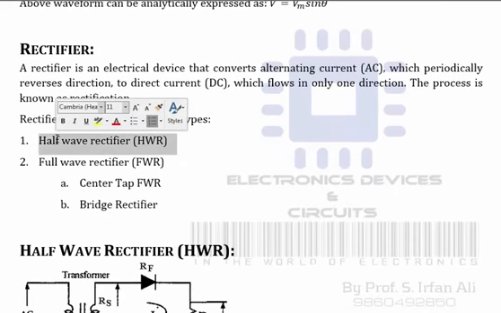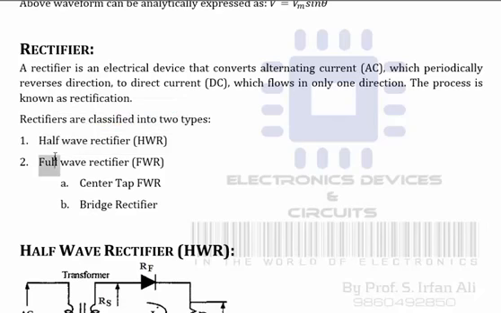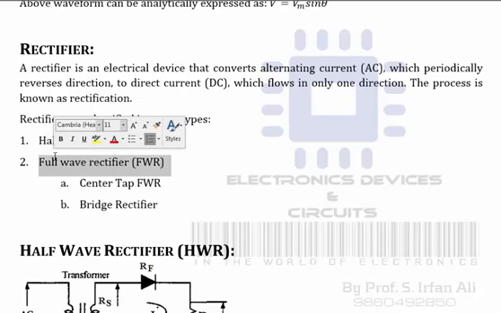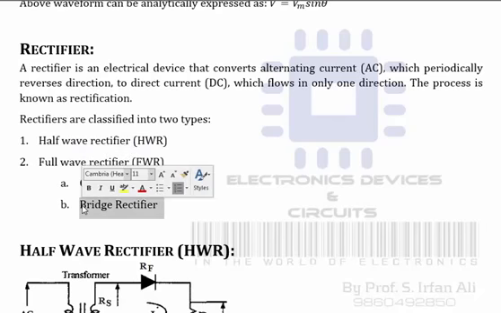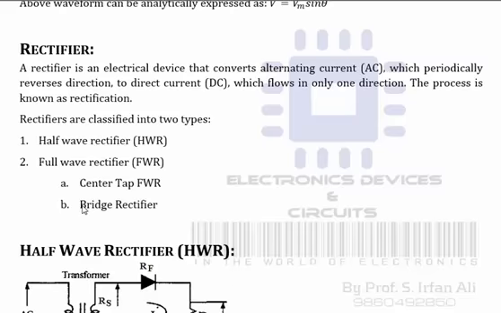In a half wave rectifier we get only half wave at the output, and in a full wave rectifier we get full wave at the output, but the negative pulse is converted into a positive pulse. The full wave rectifier is of two types: center tap full wave rectifier and bridge rectifier. We will study them one by one.